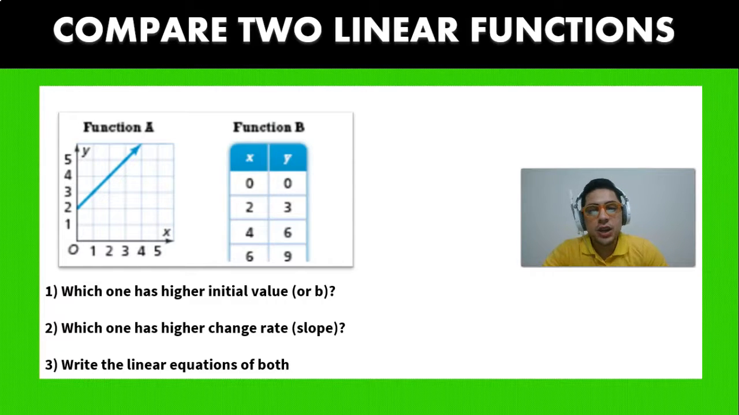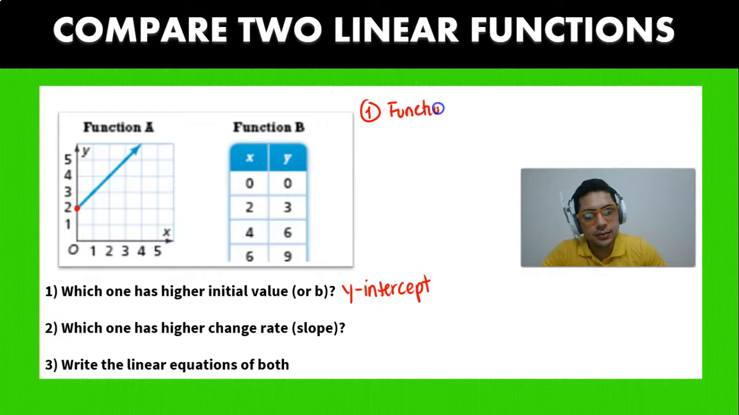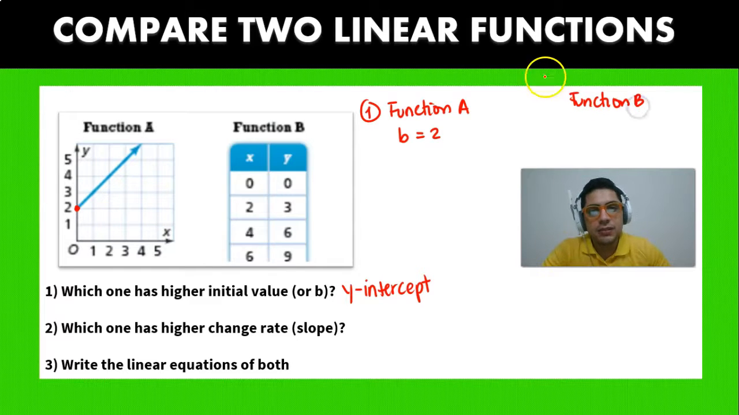We're going to be asked three different things. The first one is, which one has the higher initial value, or value of b? Remember guys that the b is what we call the y-intercept. So in function A, we're going to have a value of b equal to 2, which we can see directly in the graph. And in function B, we can see that our initial value, the value for x equal to 0, is 0. So that means that here b is going to be equal to 0.